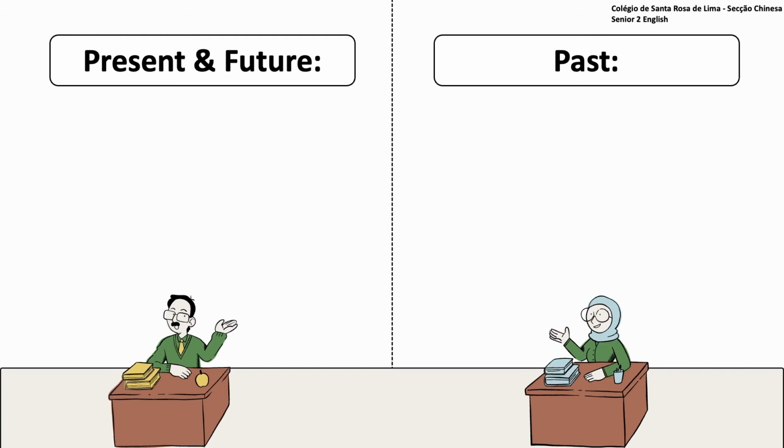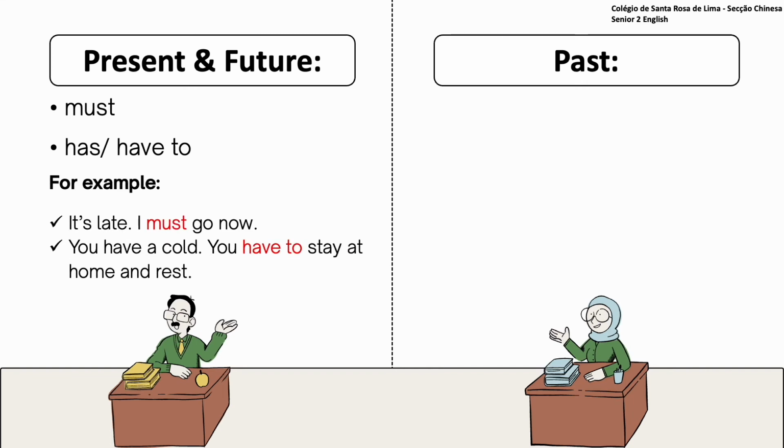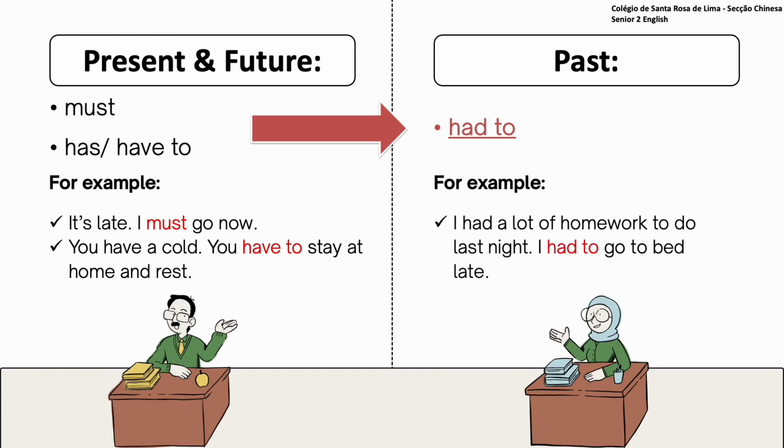At last, let's compare the tenses. When we want to express present and future obligation, we can use modal verbs must, has, or have to. For example, it's late. I must go now. You have a cold. You have to stay at home and rest. However, when we want to express past obligation, we have to change the modal verbs to had to. For example, I had a lot of homework to do last night. I had to go to bed late. When we see the time adverbial last night, we have to use had to in order to express past obligation.